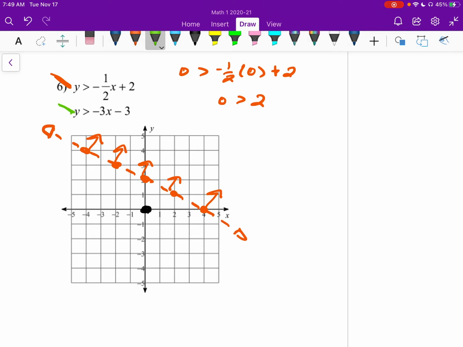All right, now for the green one. I have an intercept at negative 3 and a slope of negative 3. So I want to go down 3 and right 1, but I can't do that. So I'll go up 3 and left 1. It's going to also be a dotted line.